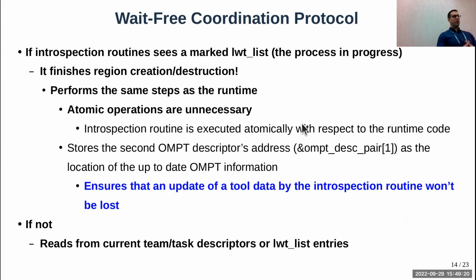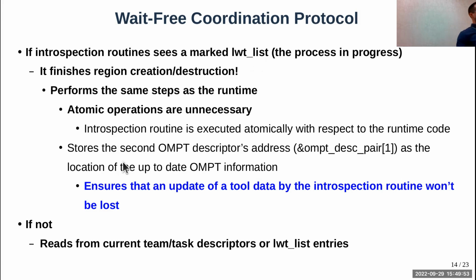So what happens with the introspection routine? We need to introduce some more complexity there. Basically, if the introspection routine sees that at the head of the list, the LWT list pointer is marked, it will finish up the creation or destruction of the region by doing the same steps as the runtime, with a few differences. We don't need to use atomic operations, so there's no need for compare and swap. Why? Because the introspection routine is executed atomically with respect to runtime code, so runtime code cannot interrupt.